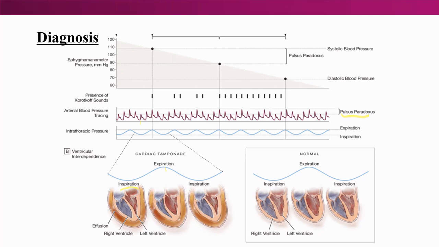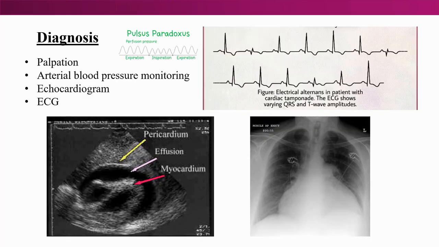Palpation provides only a gross estimate of the degree of pulsus paradoxus. It is more sensitively estimated when the blood pressure cuff is used to compare the Korotkoff sounds during inspiration and expiration. A decline in systolic pressure greater than 10 millimeters of mercury during inspiration is suggestive of tamponade. Arterial pressure monitoring allows visualization of the arterial pressure waveform and measurement of the blood pressure drop during inspiration.